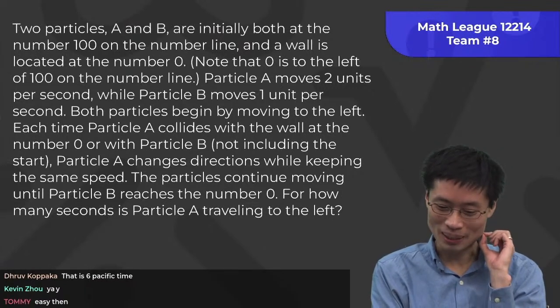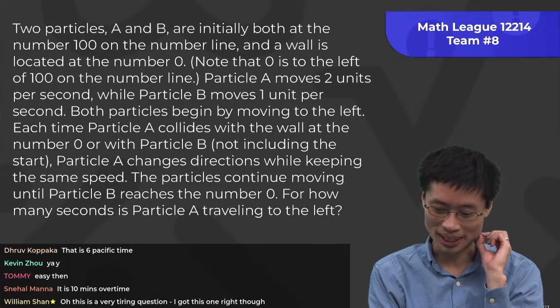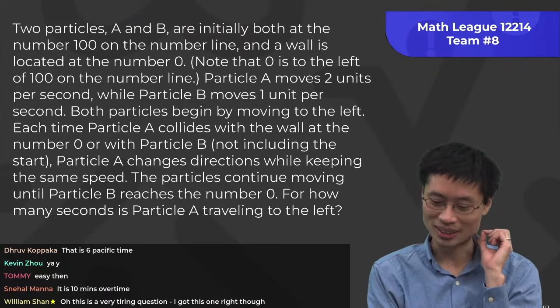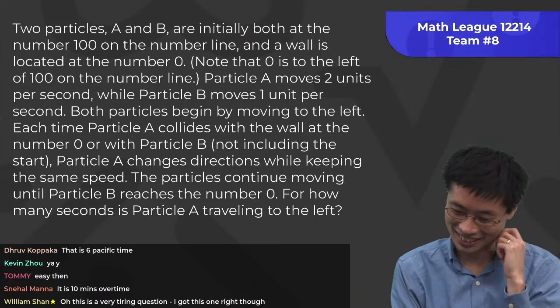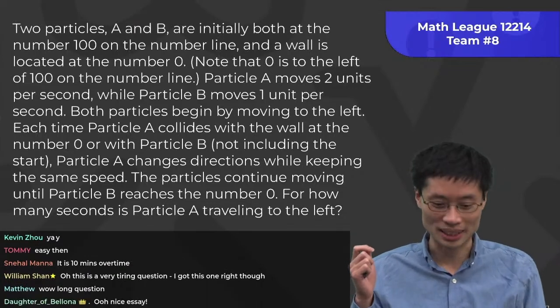Let's see. Two particles, A and B, are initially both at the number 100 on the number line, and the wall is located at the number 0. Note that 0 is to the left of 100 on the number line. Yes, it is. Particle A moves 2 units per second, while particle B moves 1 unit per second.